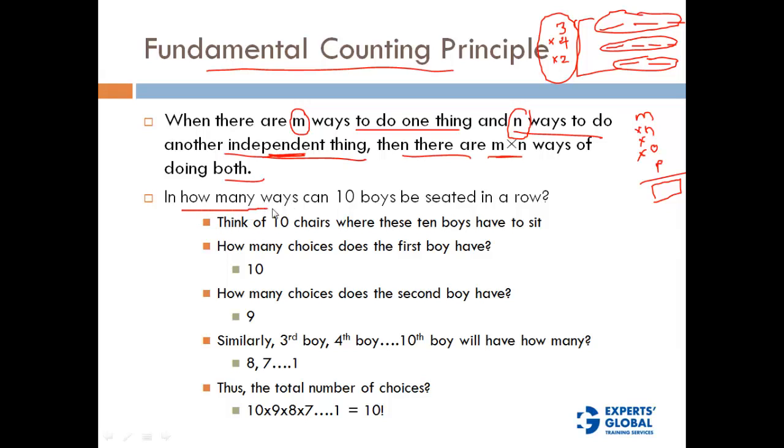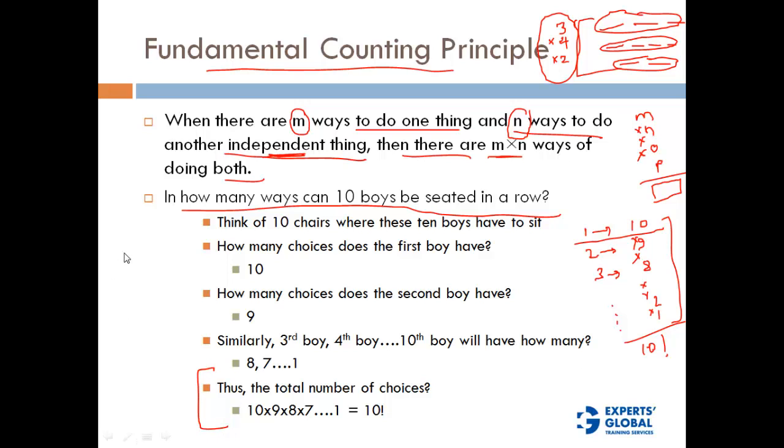Let's look at this one. In how many ways can 10 boys be seated in a row? Let's look at it. We have 10 boys and 10 chairs. The first boy says, I have 10 chairs to choose from. The second boy says, because one chair is already gone, I have 9 chairs to choose from. The third person says, I have 8 chairs to choose from. That way, and all these choices are independent. So the total number of ways is the multiplication of all these individual numbers of ways, which is going to be 10 factorial.